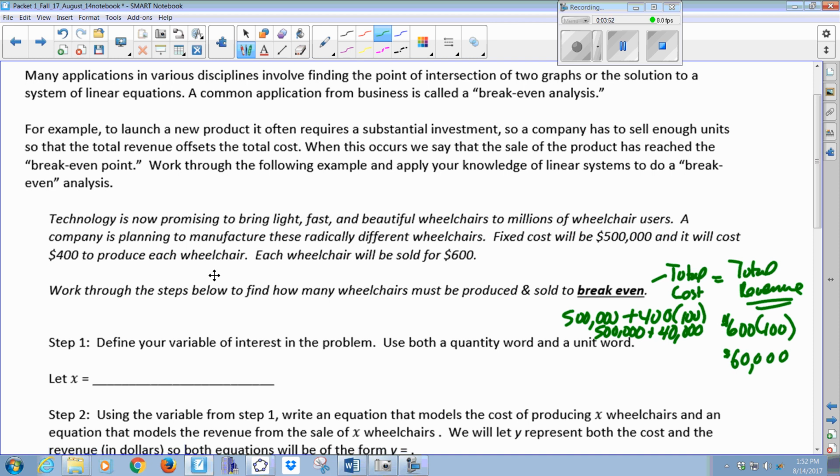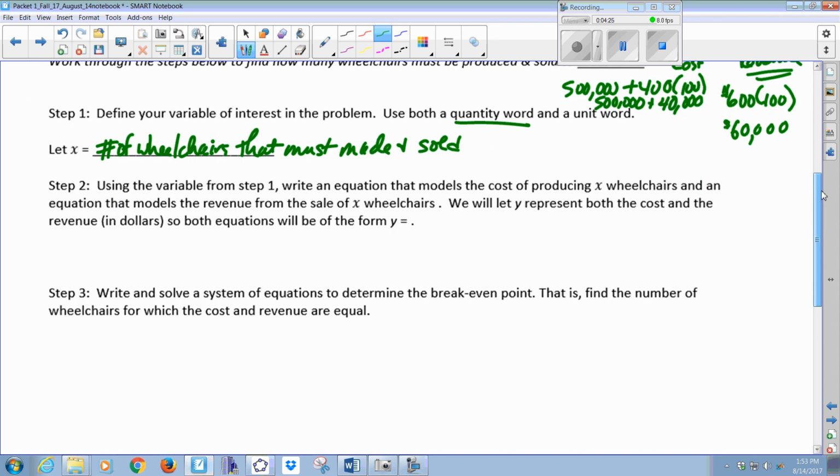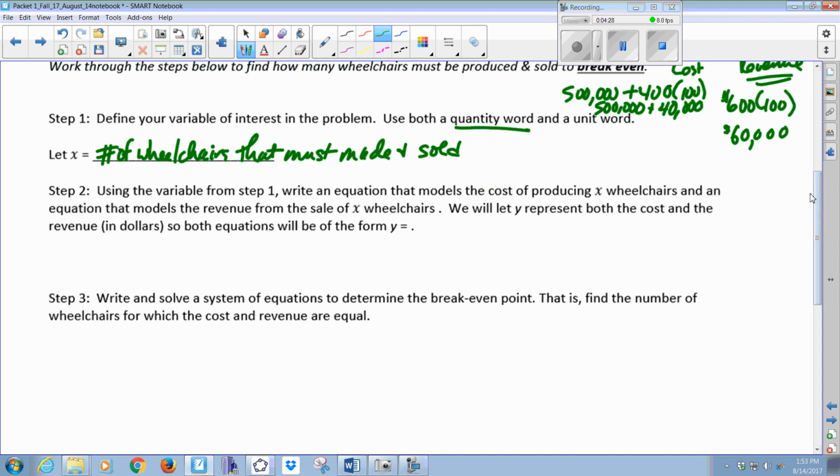Okay, so let's define the variable of interest in this problem. Use both a quantity word and a unit word. So we're interested in finding out the number of wheelchairs the company has to produce and sell. So the number is the quantity, and wheelchairs is the units. Wheelchairs that must be made, or you could use the words produced and sold. That's what we're interested in finding, the number of wheelchairs the company must make and sell so their total cost is equal to their total revenue.